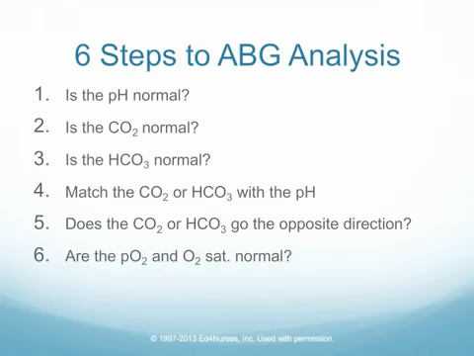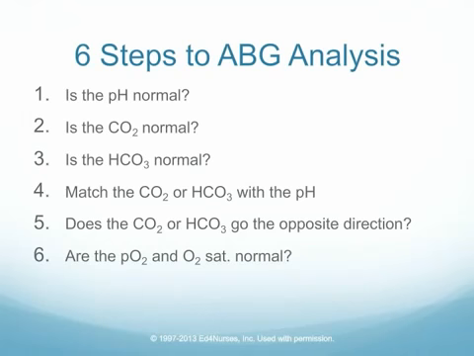So let's take a look at the first step. We ask, is the pH normal, acidotic, or alkalotic? Step number 2, we ask, is the CO2 normal, acidotic, or alkalotic? In step number 3, we're going to ask, is the bicarb normal, acidotic, or alkalotic? Next, we're going to look at the CO2 and the bicarb and determine which one of those matches the pH. So in other words, we're looking for the ones that have the same interpretation. If the pH was acidotic and the bicarb is acidotic, those are the 2 that match.